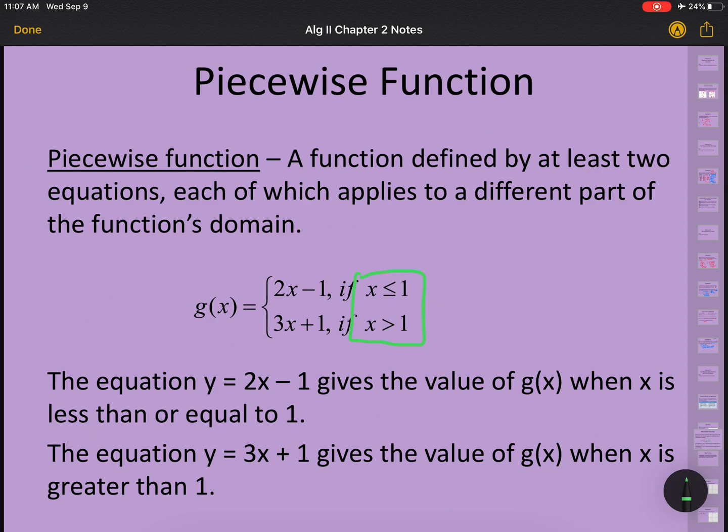So the equation y equals 2x minus 1 gives the value of g of x when x is less than or equal to 1. The equation y equals 3x plus 1 gives the value of g of x when x is greater than 1.